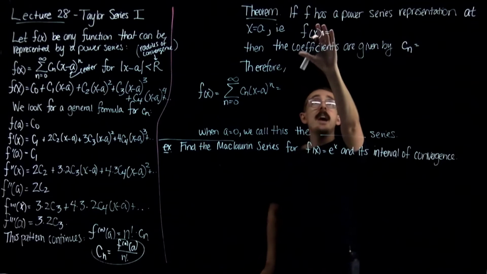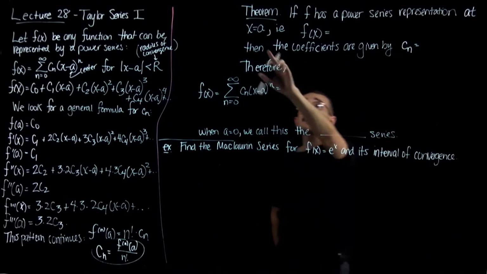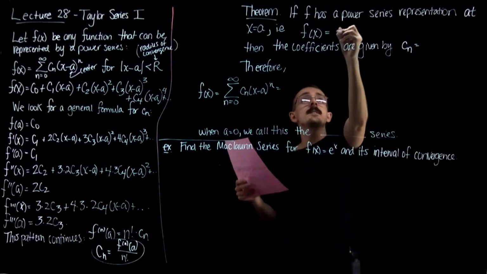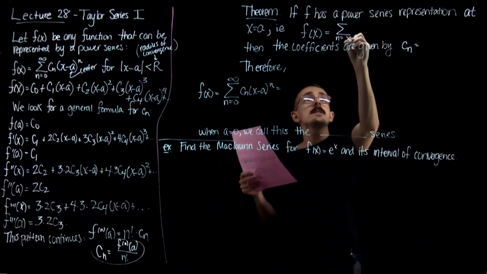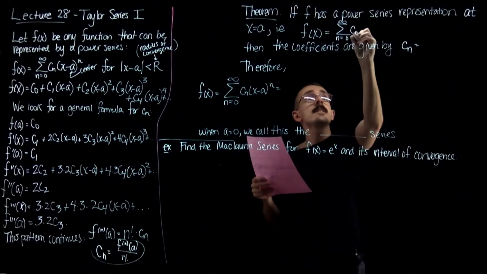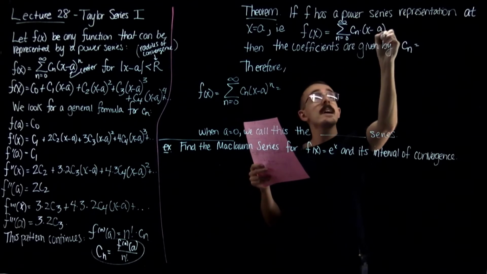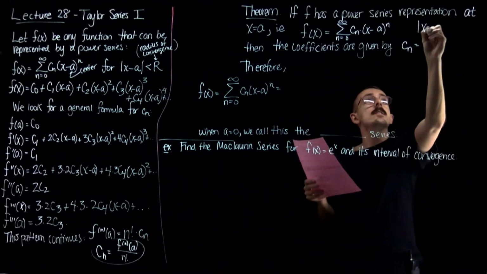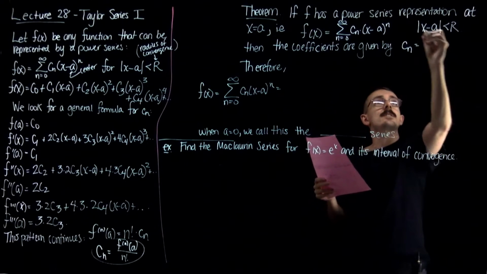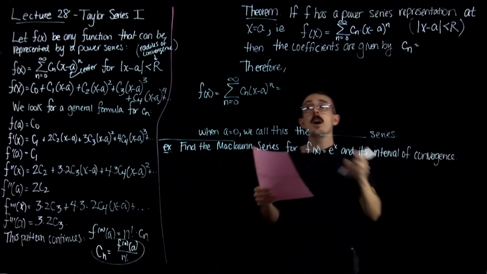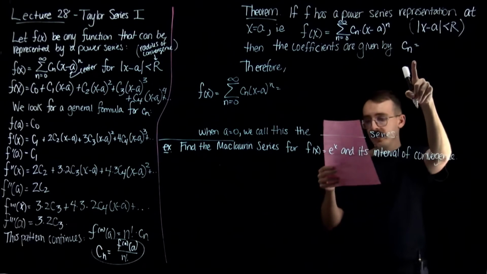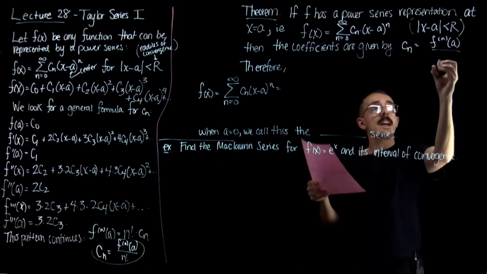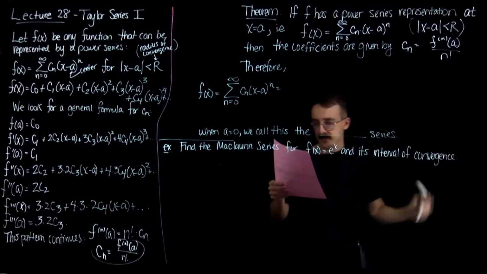So if f has a power series representation at x equals a, which we call the center, then f of x is equal to the summation n equals 0 to infinity of c sub n times (x minus a) to the n. And this is true as long as we are within the radius of convergence, so I'll just make a note of that here. And these coefficients, these c sub n's, are given by c sub n is the nth derivative of f at a divided by n factorial.